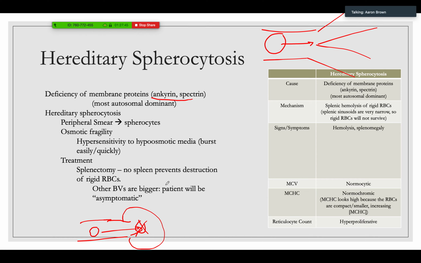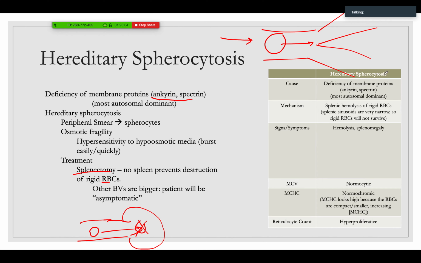One thing that can actually help these patients is to take their spleen out. That prevents destruction of our red blood cells inside of the spleen, and so you're just left with the red blood cells that are breaking down in the periphery. And typically, your patient is not going to have as many problems if you do that.